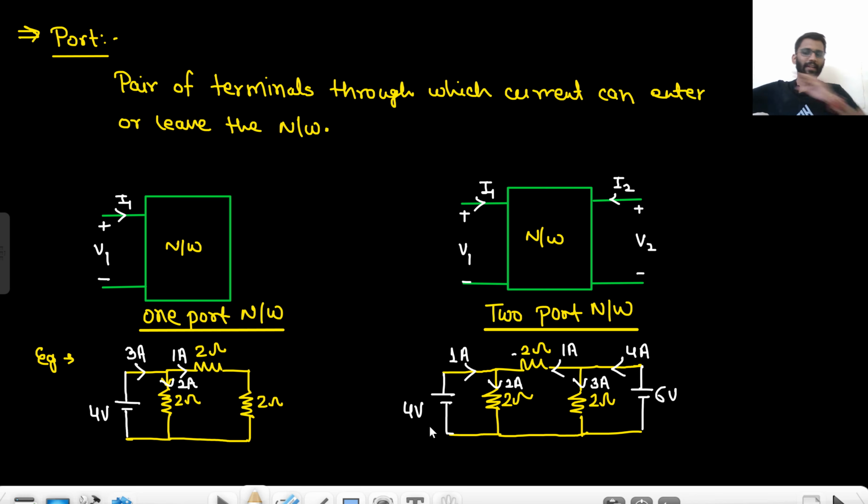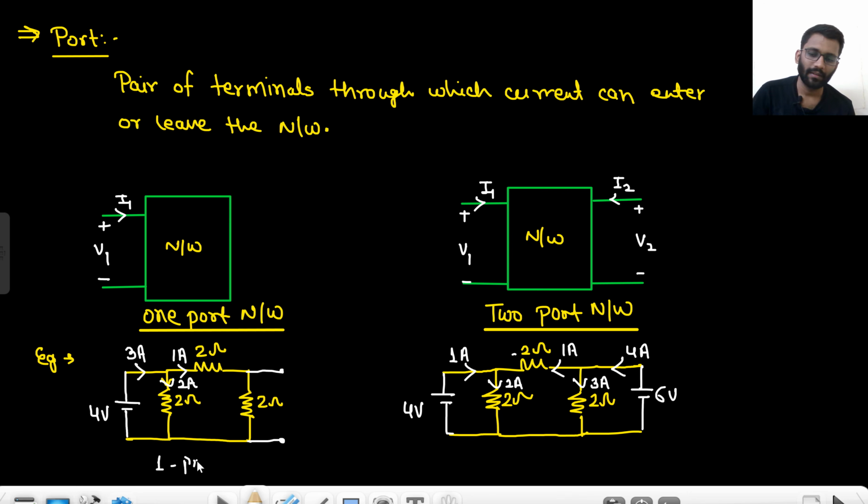I applied 4 volt here, got 3 ampere current. In this circuit I applied 4 volt here, got 1 ampere current, and I applied 6 volt here, got 4 ampere current. Now someone will get a doubt like, what if I increase the network like this? You can increase the network like this, but still it's a one port network only.